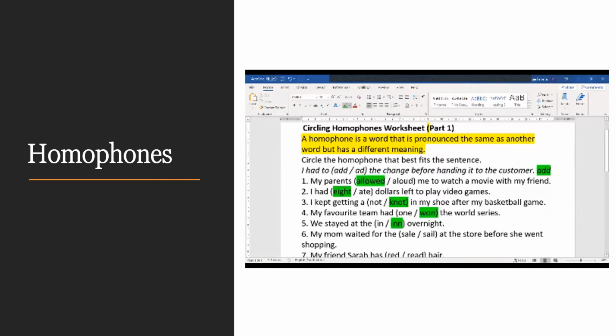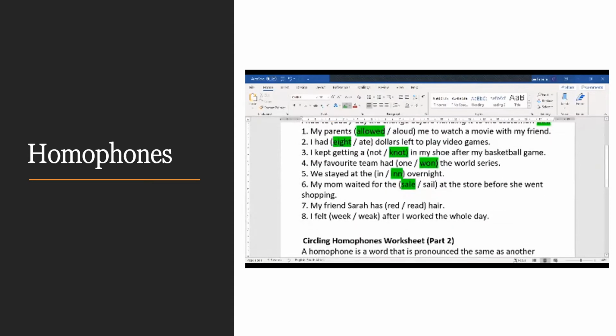My mom waited for the sale at the store before she went shopping. Sale. What is the second one? We sail on a sailboat, or we sail across the sea. Number 7, my friend Sarah has red or read hair. Which one do you think? Yes, red. Now, this read can be used as present and past tense. Read a book. Yesterday I read a book, but the spelling stays exactly the same.